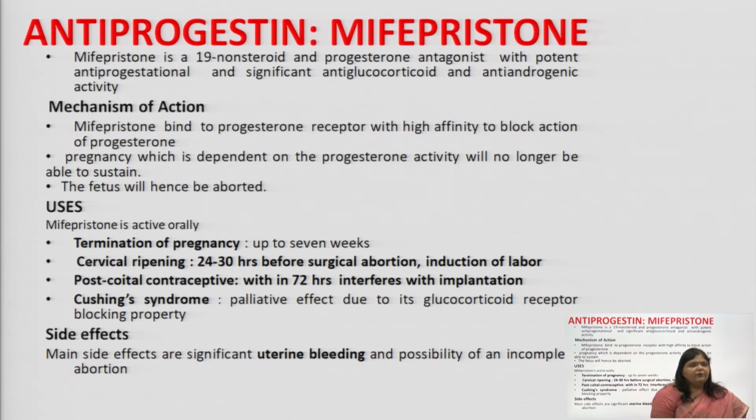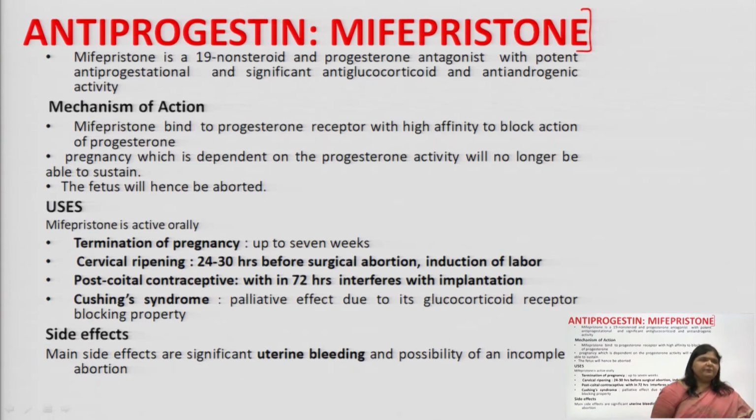Now we will talk about antiprogestin. The drug is mifepristone. This is mifepristone, which belongs to the category of antiprogestins. Now, what is this antiprogestin? This is a non-steroid progesterone antagonist, and it has a very potent anti-progestational and also anti-glucocorticoid and anti-androgenic activity. So it inhibits the actions of progesterone.